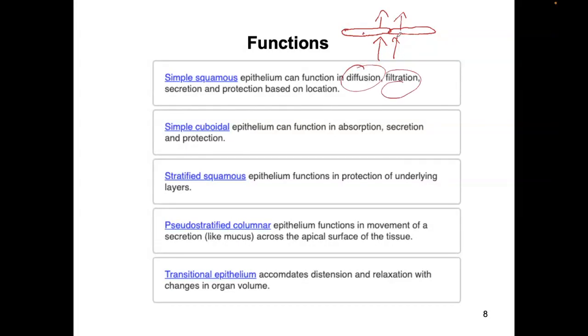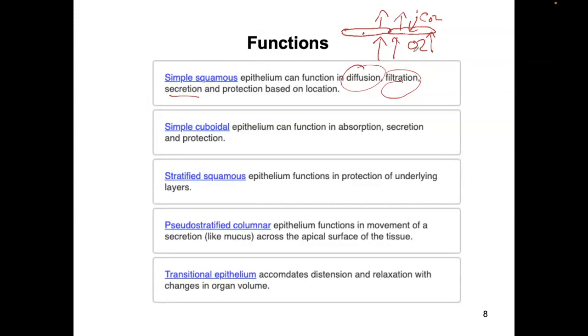It's good for filtration as well. Just think of like a coffee filter, right? It's one cell layer. You can put coffee grinds in there and then it passes through the Mr. Coffee machine, whatever it is, and you get a cup of coffee. So simple squamous epithelium can function in diffusion and filtration and even secretion. Simple squamous, this is great for maybe oxygen to pass through or for carbon dioxide to pass through.